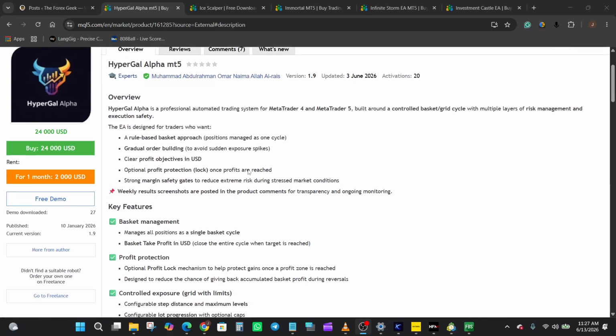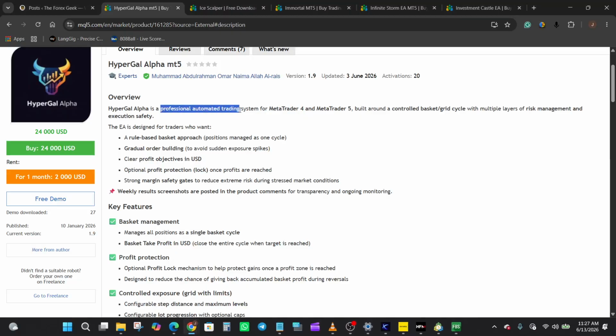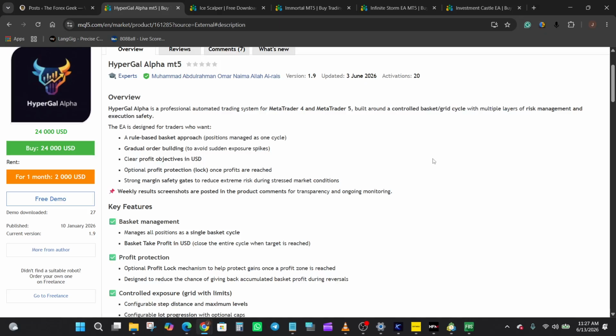Looking through the overview section, the developer describes HyperGal Alpha as a professional automated trading system that is built around a controlled basket and grid cycle approach. The main idea here is that positions are managed together as a single basket rather than as isolated trades, with several layers of risk management designed to help control exposure during changing market conditions.